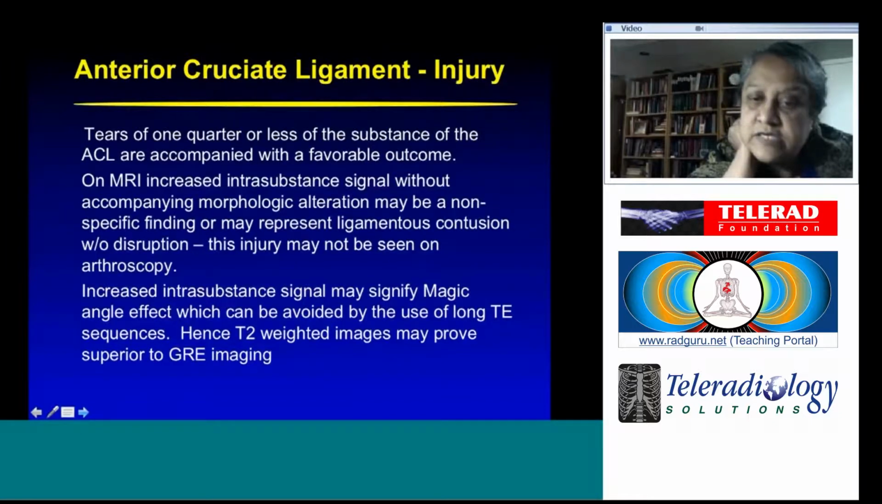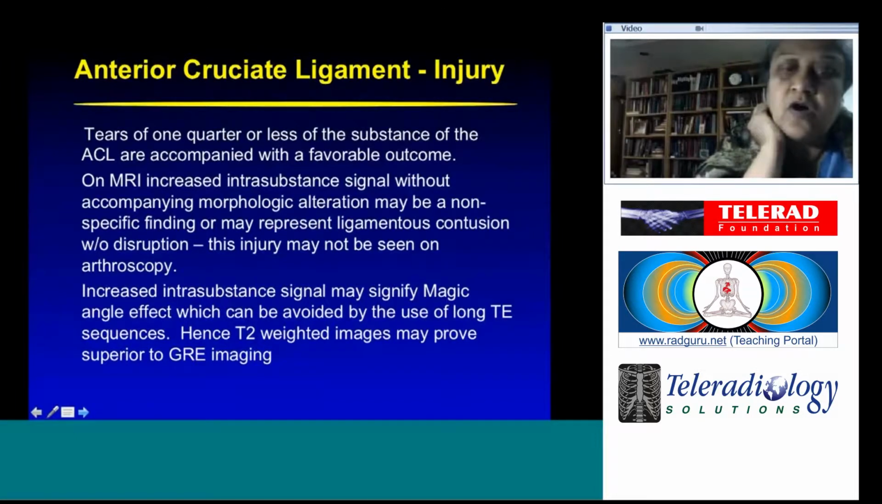Increased intrasubstance signal may signify also the magic angle effect. We can avoid this by using long TE sequences. Hence, T2-weighted images may prove to be superior to GRE imaging.